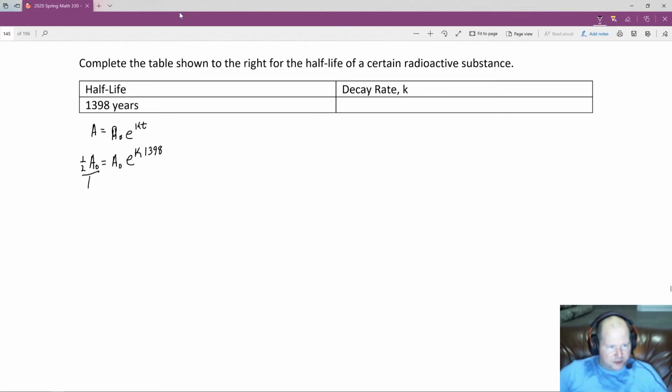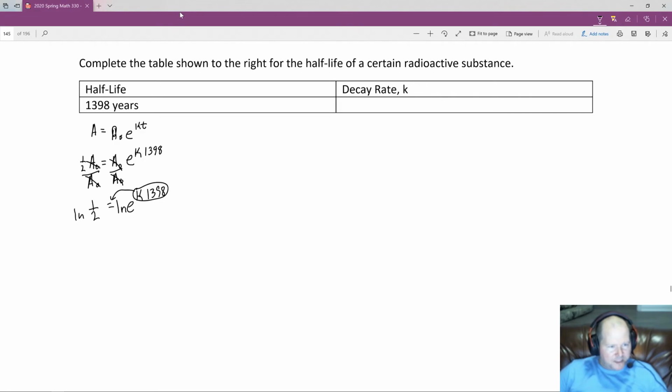Now first I'm going to divide both sides by the initial amount. So the A with the subscript zero goes away, and that leaves me 1/2 is equal to e to the k times 1,398. Right? Now at this point I want to get that k in the exponent down, so I'm going to take the natural log of it, and that allows me to pull it down to the front. Now whatever I do to one side I do to the other, so I take a natural log of the other side.